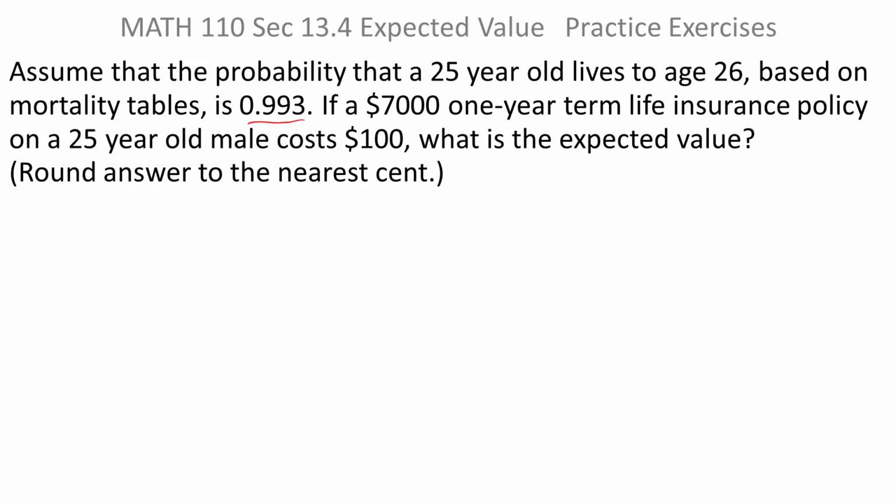Assume that the probability that a 25-year-old lives to an age of 26 based on mortality tables is 0.993. If a $7,000 one-year term insurance policy on a 25-year-old male costs $100, what is the expected value? And we want to round that to the nearest cent.